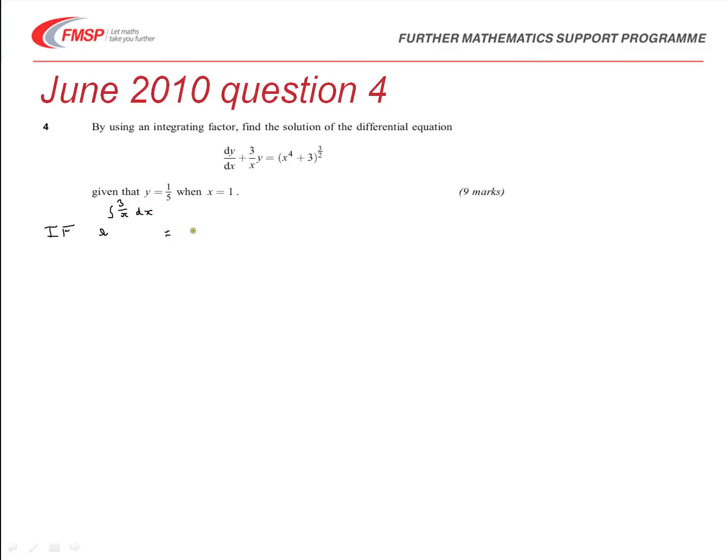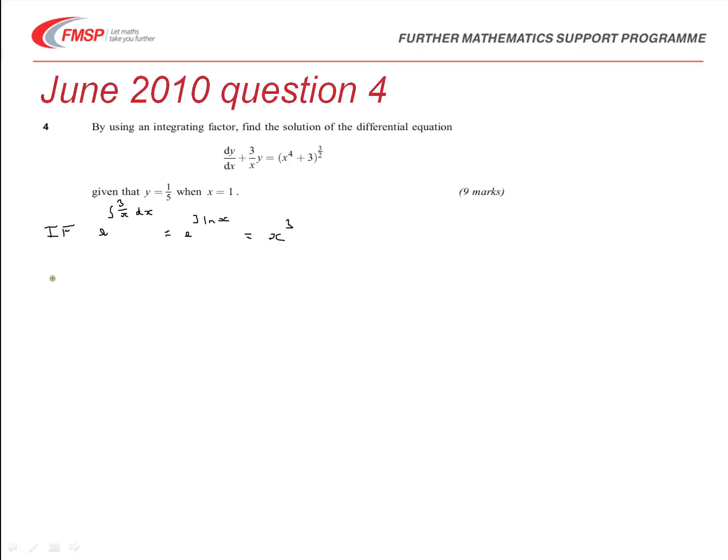And we should know the integral of 1 over x is ln x, so this becomes e to the 3 ln x, natural log of x. And then using our properties of logs, we know that 3 ln x is the same as the log of x cubed, and the log and the e function are inverses, so our integrating factor is just x cubed.